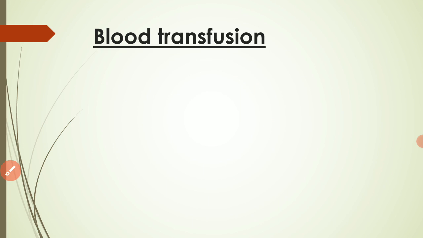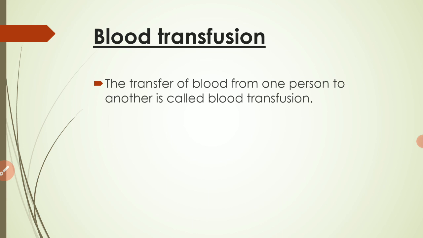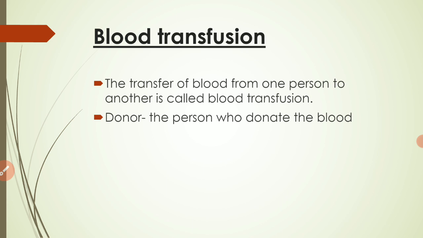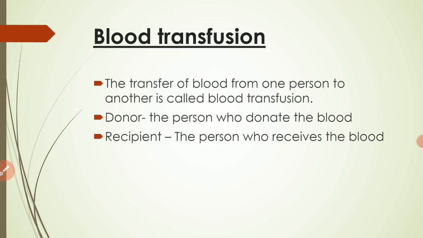Next, what do you mean by blood transfusion? In a simple way, we can say when blood is transferred from one person to another, this is called blood transfusion. Why does it need to be transferred? Why will one person need blood from another person? Simple: in case of heavy loss of blood, due to a very severe injury or any surgery, a person will require blood supply from an external source. The person who is giving the blood is called the donor, and the person who is receiving this blood is called the recipient.